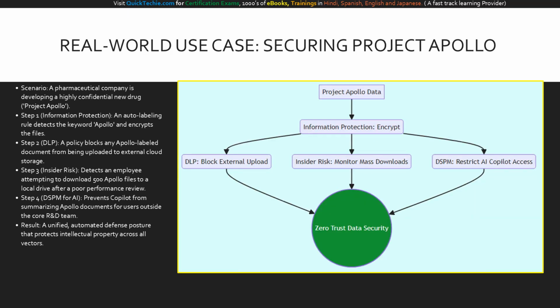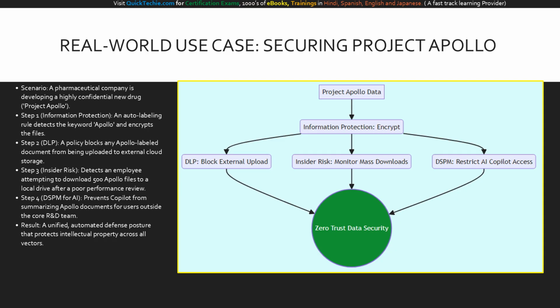To bring all these concepts together, let's look at a highly important, real-world use case. Imagine a pharmaceutical company developing a top-secret new drug, codenamed Project Apollo. We use Purview to build an impenetrable defense. Step 1. We use information protection auto-labeling. Anytime a user types the word Apollo in a document, Purview instantly applies a highly confidential label and encrypts it.